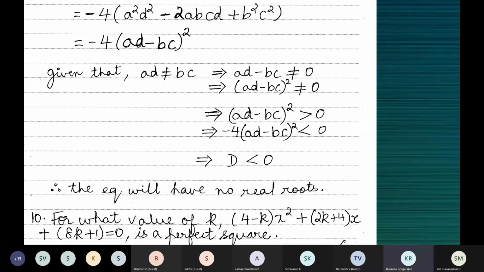Children, for the next one, what is the condition for a perfect square? D is equal to 0. It has equal roots, ma'am. Yeah, it has equal roots. If it's a perfect square, that means the quadratic equation has equal roots, and if it has equal roots, the value of D is 0.